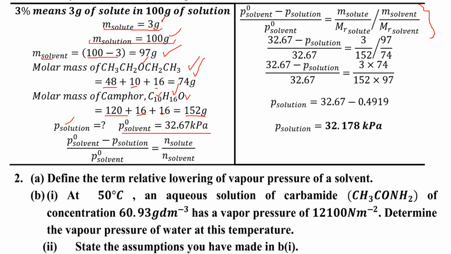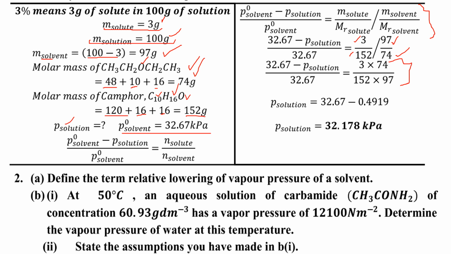So the given mass, we had 3. We divide it by its RFM, which is 152. Now the mass of the solvent was 97, divided by its RFM, which was 74. Now here we do the math and we simplify, and we are going to come up with this. I mean, you find the reciprocal, and you make everything linear.